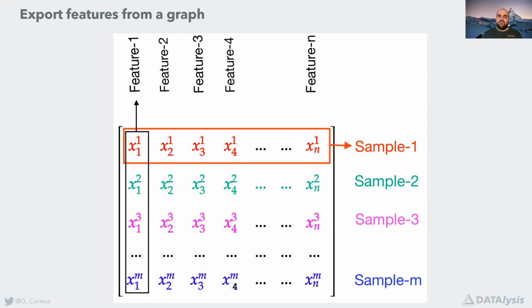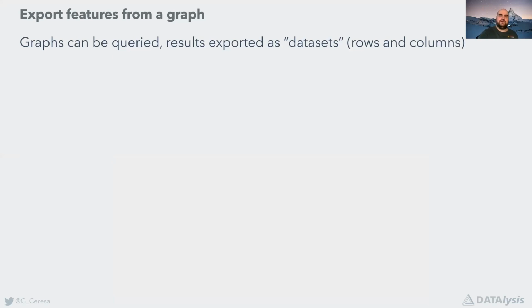Second approach, how about exporting features from a graph and just doing machine learning somewhere else? Machine learning by default is generally seen as a matrix. You have one row for every single sample, and the columns are the features. So if we export some features from our graph with all the samples, we can then run machine learning on top of it. How can we do this?